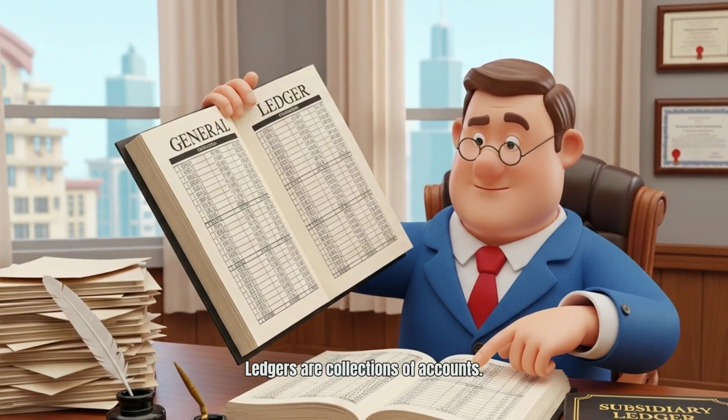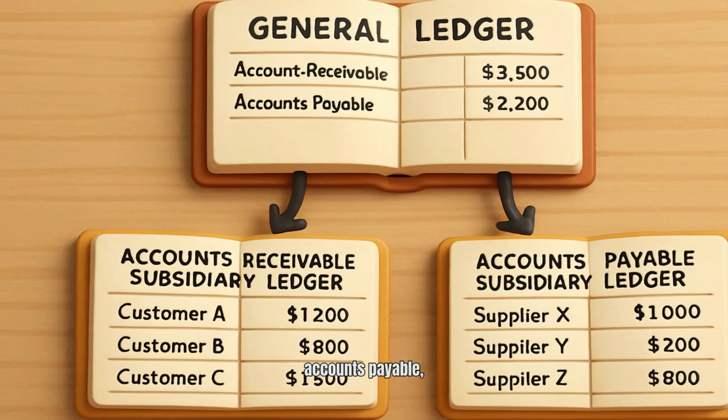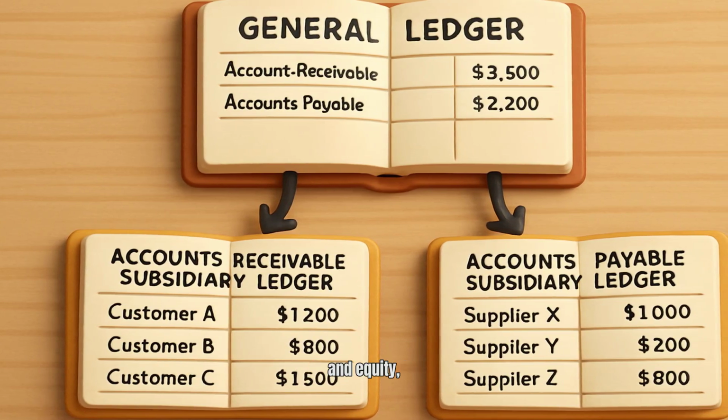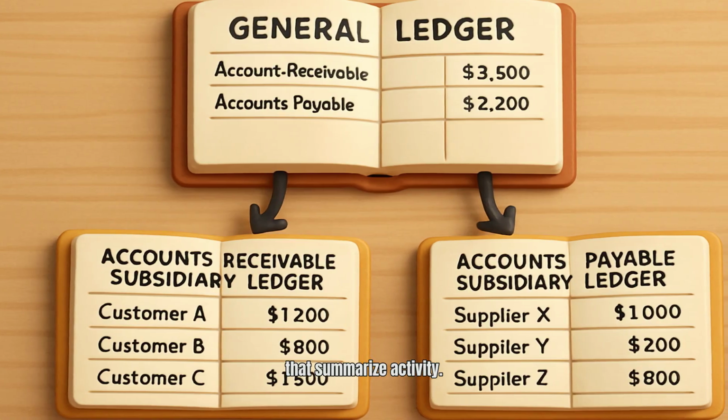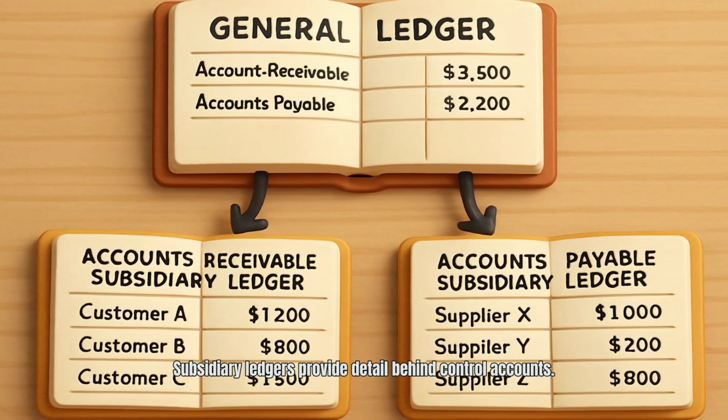Ledgers are collections of accounts. The general ledger holds the control accounts, like accounts receivable, accounts payable, inventory, cash, and equity, that summarize activity. Subsidiary ledgers provide detail behind control accounts.